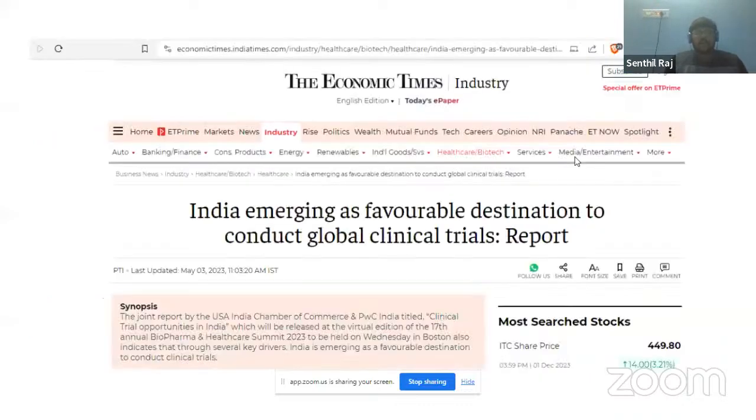So this data shows, I mean, this is a clip from a recent article, that India is going to be a good hub for clinical research, and it is going to be an emerging market.